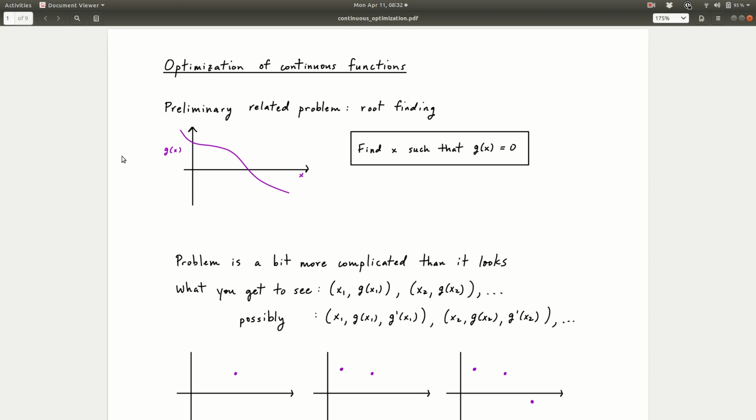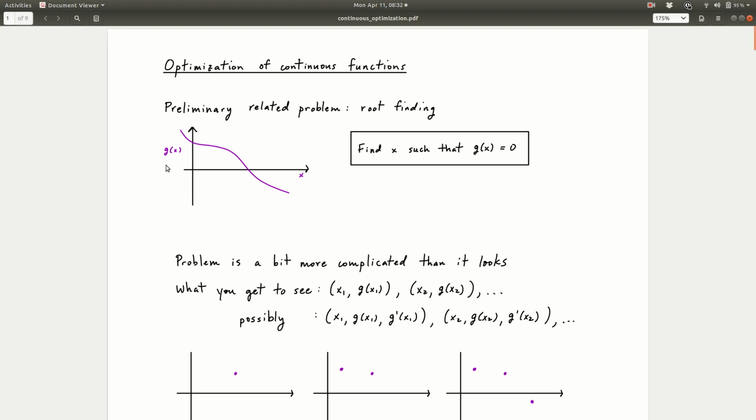What that means is you have a function and you want to find either the minimum or the maximum of the function. So optimization is kind of a generic word for either minimizing or maximizing. Before we talk about that, I want to discuss a related problem which is called root finding. And here's how the problem works.